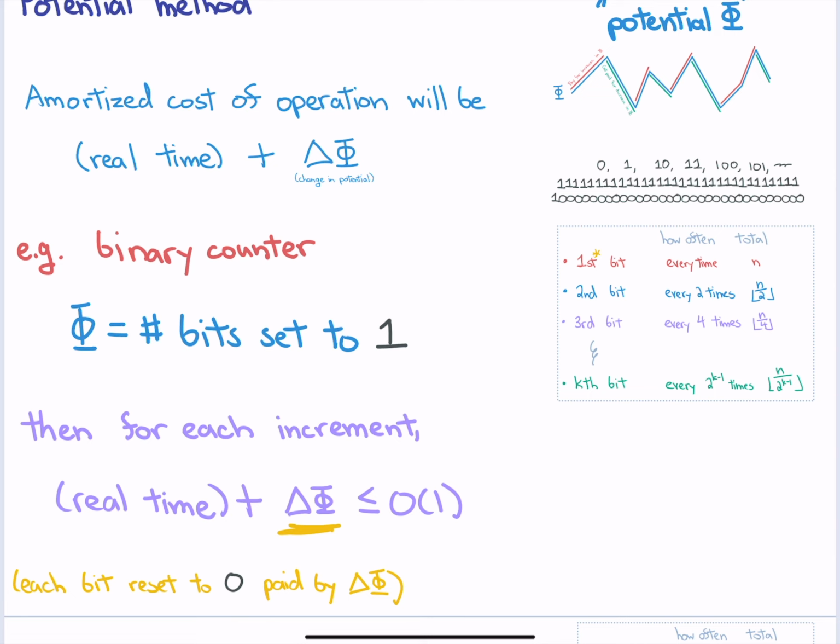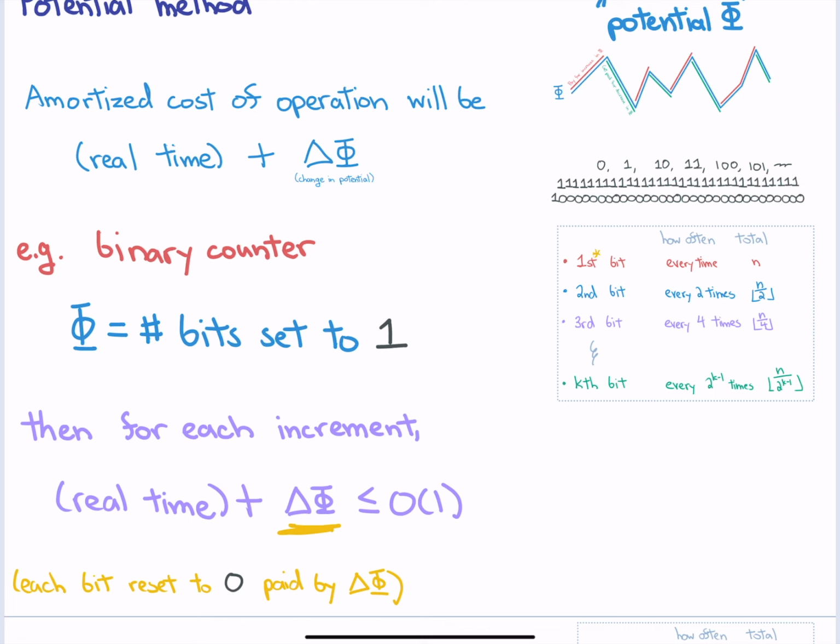Right? The two ones that went down to zero, the potential went down by two, and it will pay for that. But then you put one back up, and so the potential went up by one, and then you have one more unit of work. So again, the cost was one. Now, if you have n ones or something like that, right?